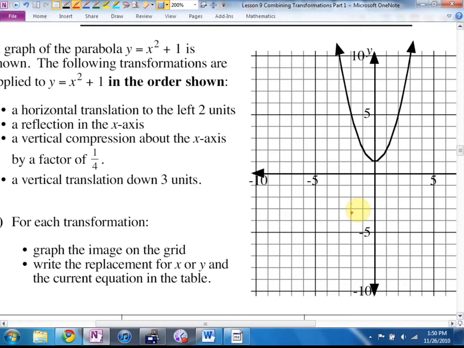Okay. Let's pick this point right here, just to the left of the vertex. First one, to left. 1, 2. Hover my pencil. Reflect in the x-axis. That's a vertical reflection. 2 down instead of 2 up. Compress by a factor of 1/4. Well, 1/4 of 2 is a half. And then 1, 2, 3 down.